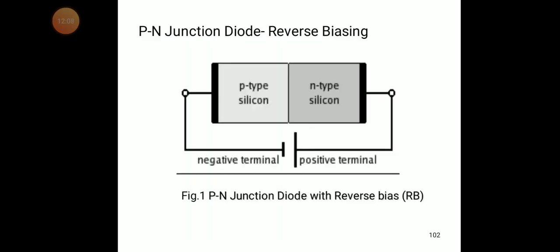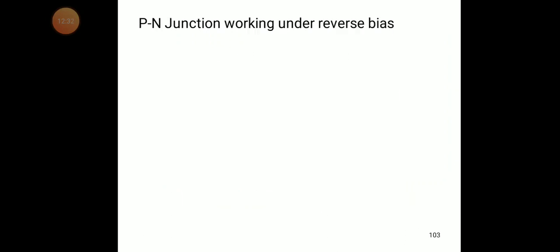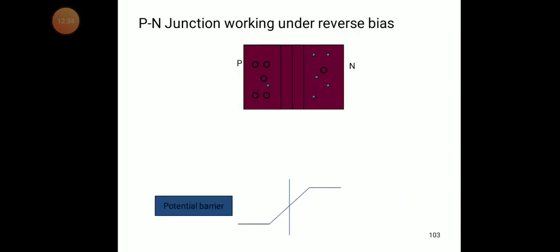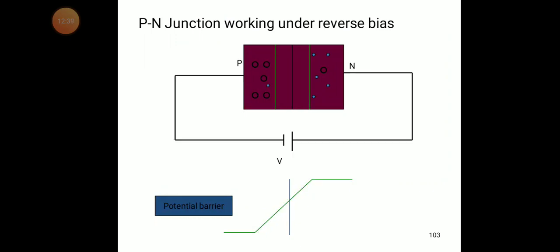Now we try to discuss the PN junction diode reverse bias. You can see the diagram. What we are doing is, the P type is connected to the negative terminal and the N type is connected to the positive terminal. So this is called a PN junction diode with reverse bias. What happens when we apply the reverse bias? The depletion layer increases.